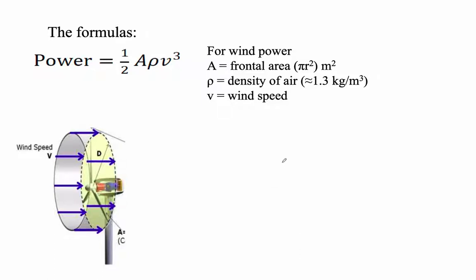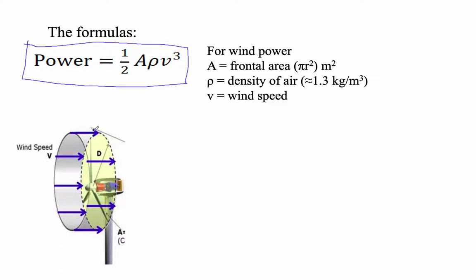Let's look at wind turbines. You'll find this formula in the data packet for the energy of a wind turbine. Basically, this is the total maximum power available for a wind turbine to harness the energy. It just becomes the energy of this wind.